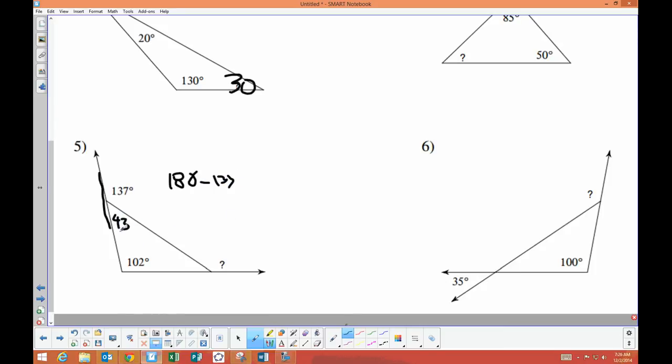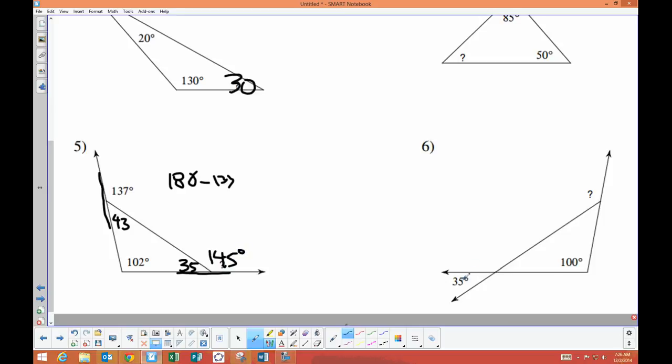Okay, now that I know this is 43 and this is 102, I can find this angle. I would add these two together, which gives me 145, and I would do 180 minus 145, and that gives me 35. Okay, but they're asking for this exterior angle, so to find it, I know that this again is a linear pair, so I would do 180 minus 135, which is going to give me 145.